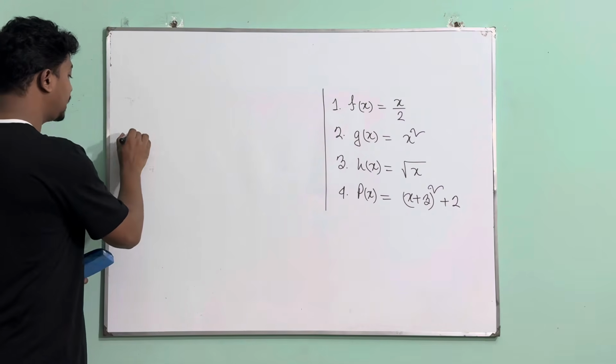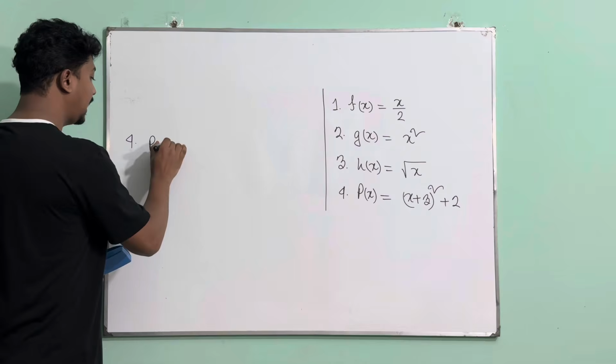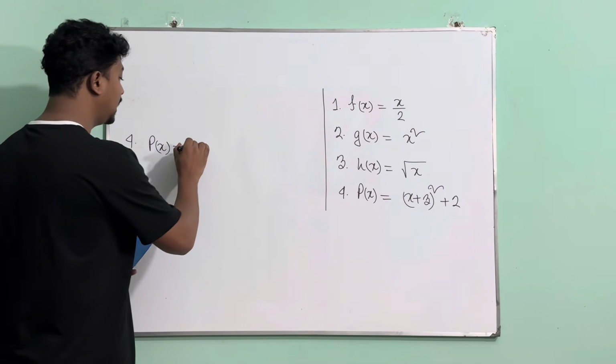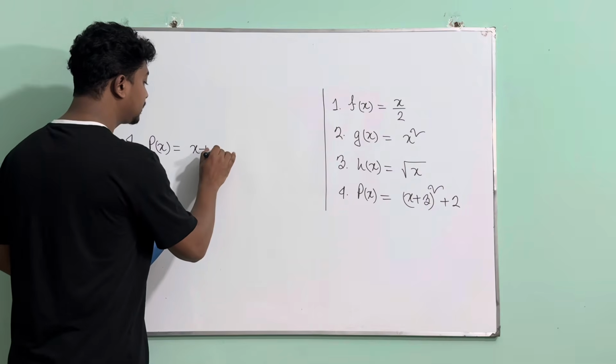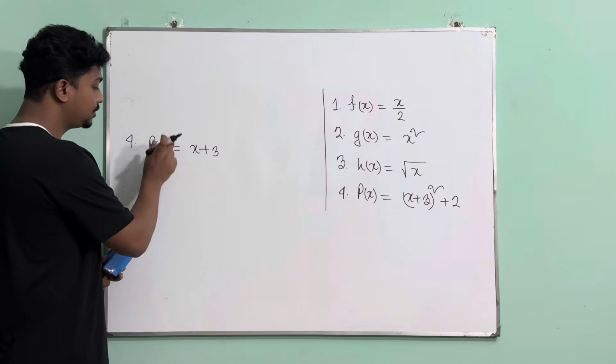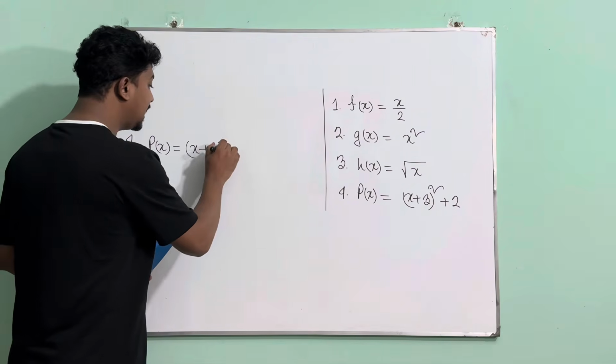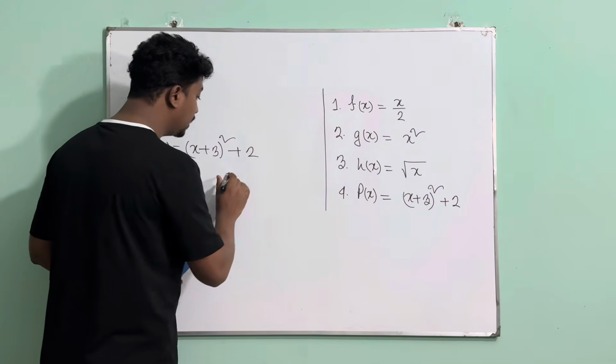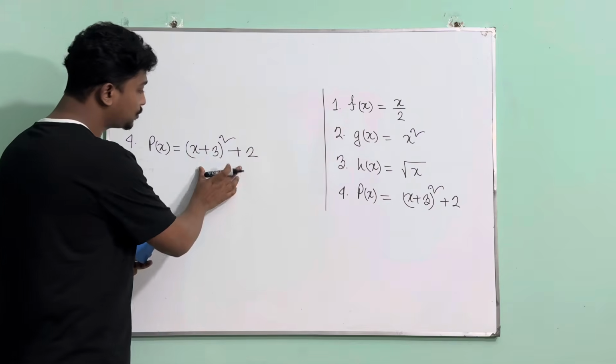Function number 4, we are denoting this function as p of x, and what p of x is doing is multiple things. First of all, it's adding 3 to our input. Then it's going to square that result, and then lastly it's going to add 2. So finally it's going to give me an answer.